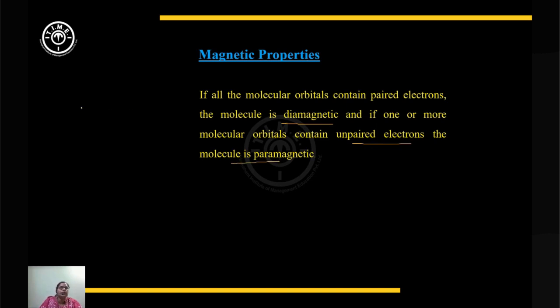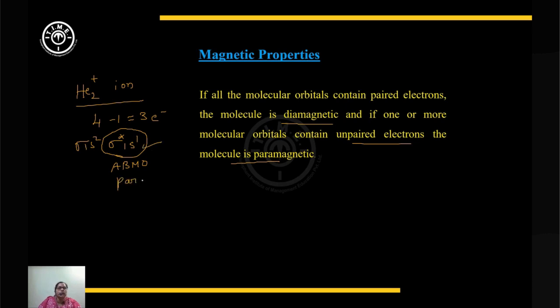We take the example of the helium-2 plus ion. The number of electrons in helium-2 means 4 electrons, one positive charge is given, so minus 1, so we have 3 electrons. 3 electrons means the configuration is sigma 1s2 and sigma star 1s1. 1 electron is present in the sigma star 1s1, the antibonding molecular orbital. So any molecular orbital, if it contains one unpaired electron, then it is paramagnetic. It is paramagnetic.